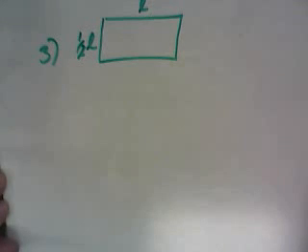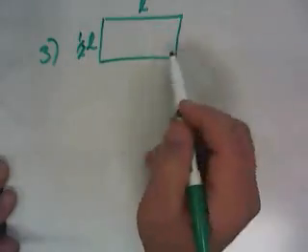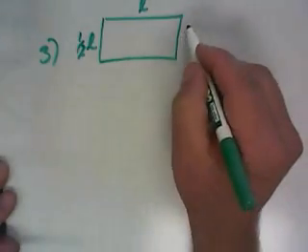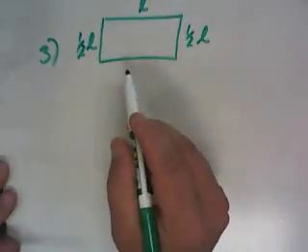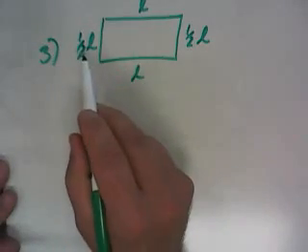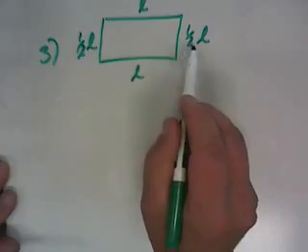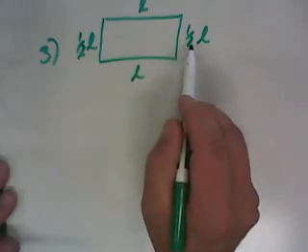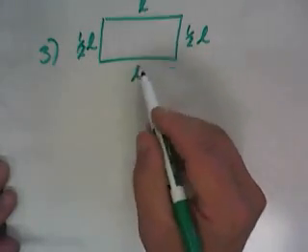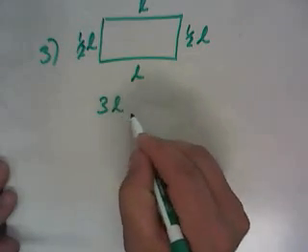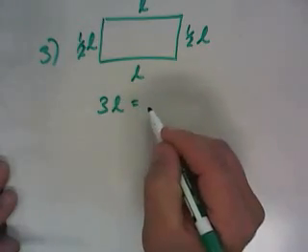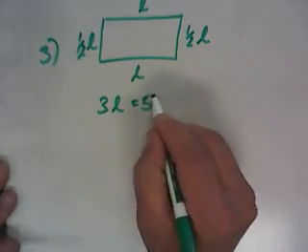So then it says that the perimeter of the rectangle is 54. Well, if I want to find the perimeter of this rectangle, I will have to add up all the sides. And so if this is 1/2 L, this side is also 1/2 L. But if I add those together, 1/2 plus 1/2 is a whole. That's 1 L plus this L plus this L is 3 L. That's the perimeter, which they said in the problem is equal to 54.